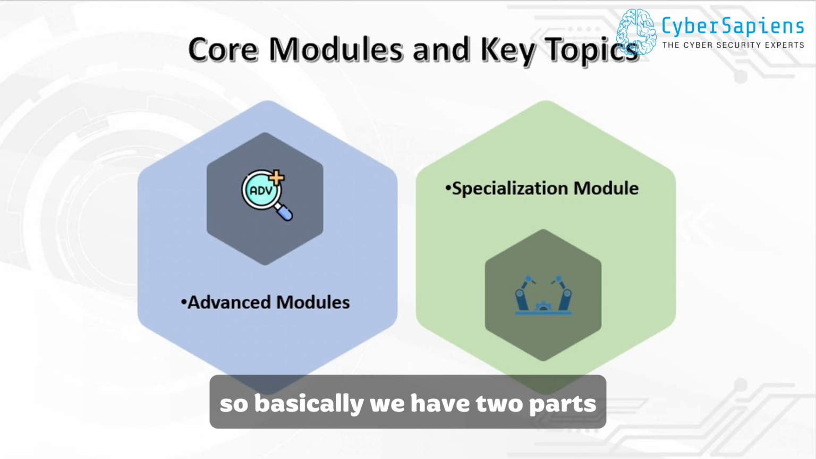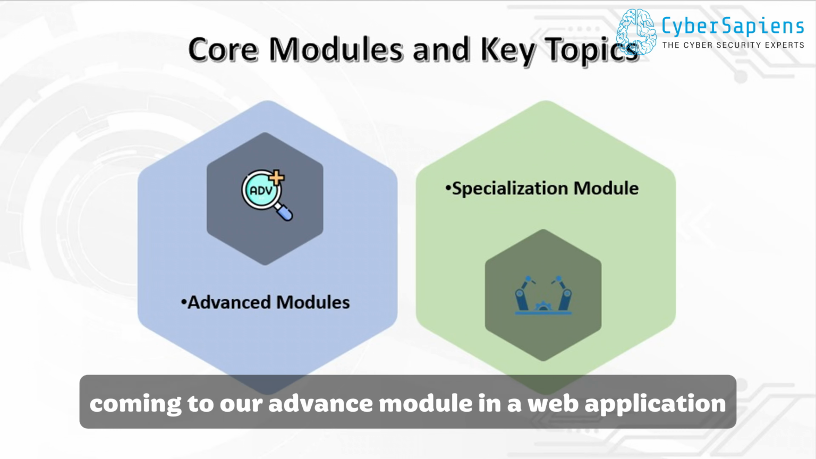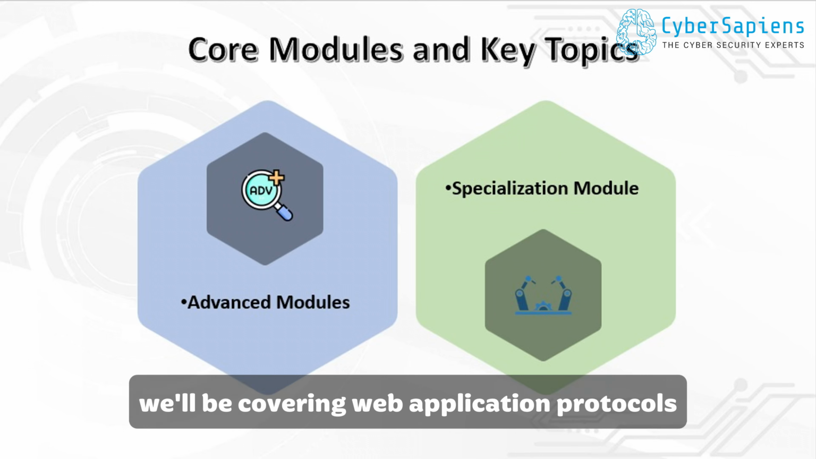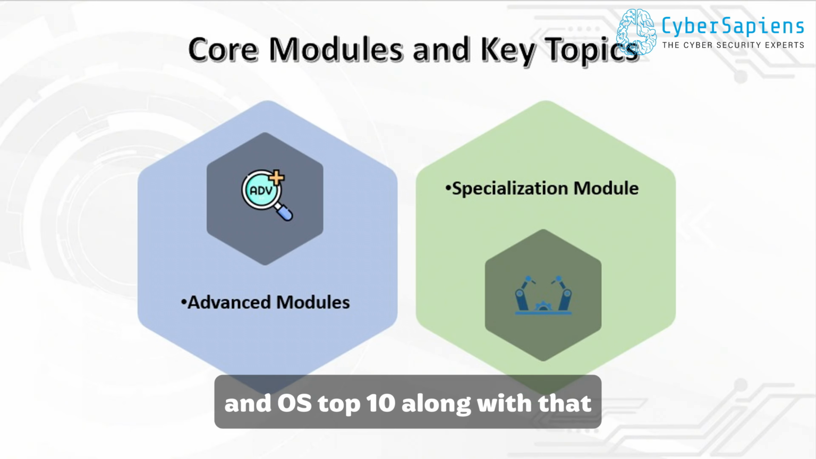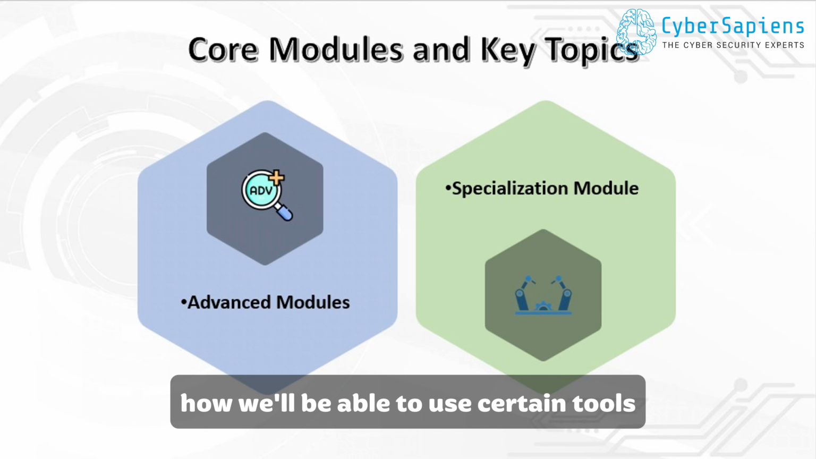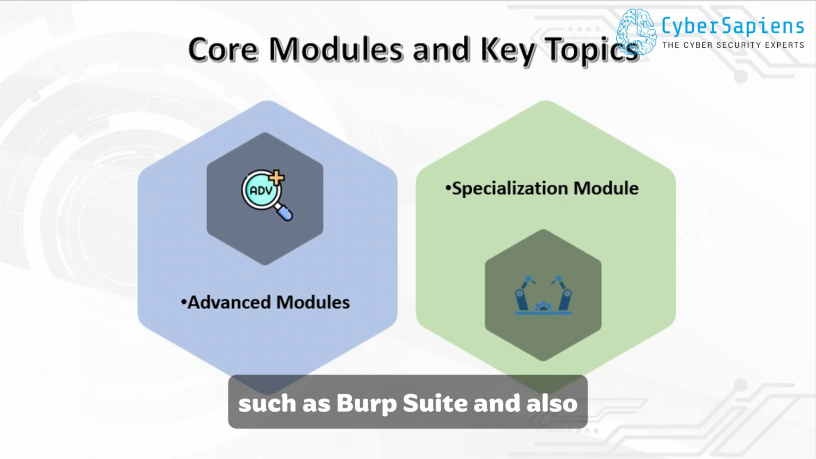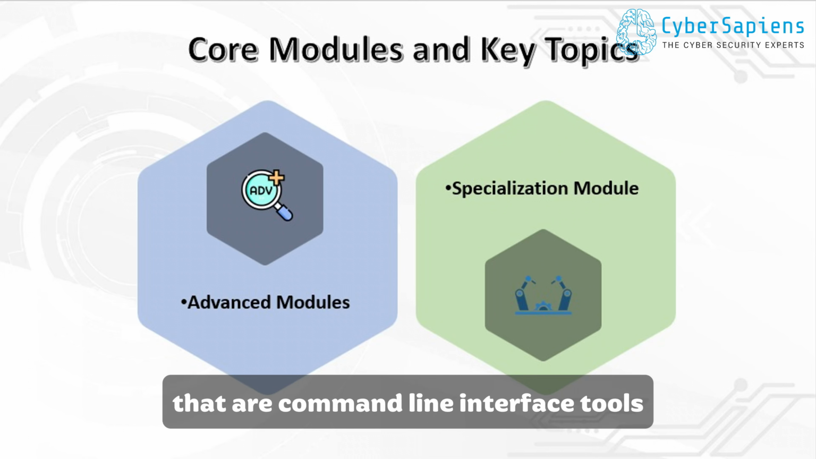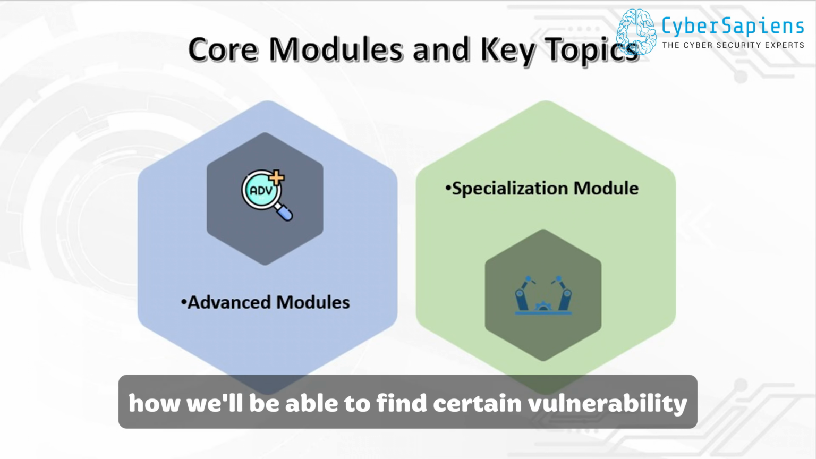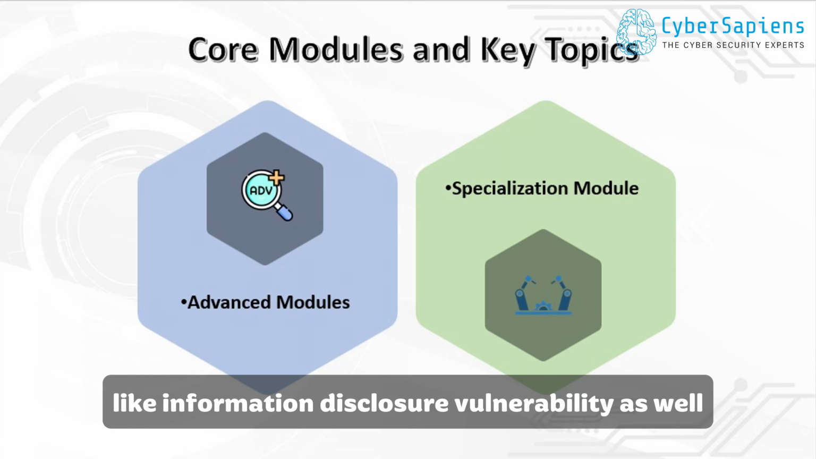Next we'll see the core modules and key topics. Basically we have two parts. One is our advanced module and we have a specialization module. Coming to the advanced module in web application, we will be covering web application protocols and OWASP Top 10. Along with that, how we will be able to use certain tools such as Burp Suite, and also certain web application command line interface tools, and also how we will be able to find certain vulnerabilities like information disclosure vulnerability as well.